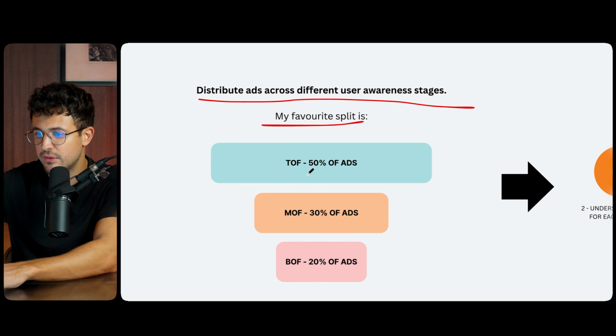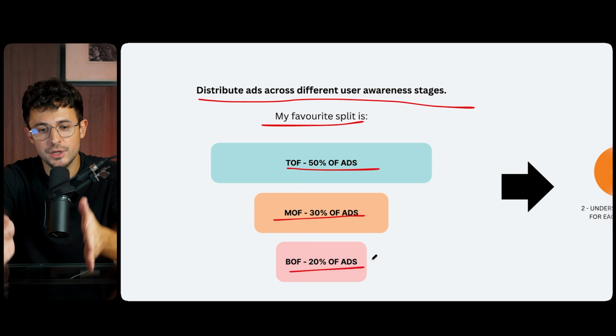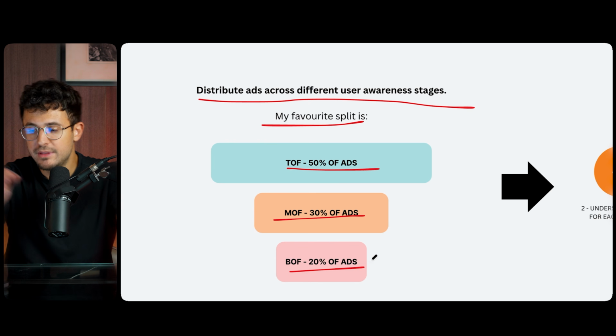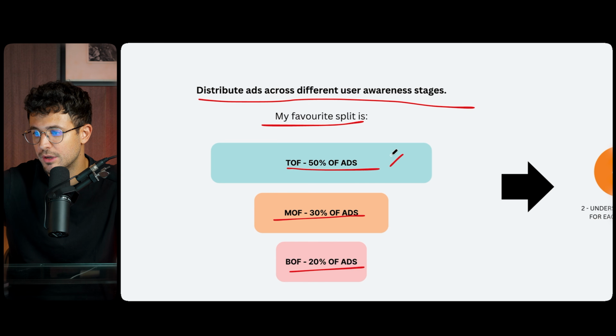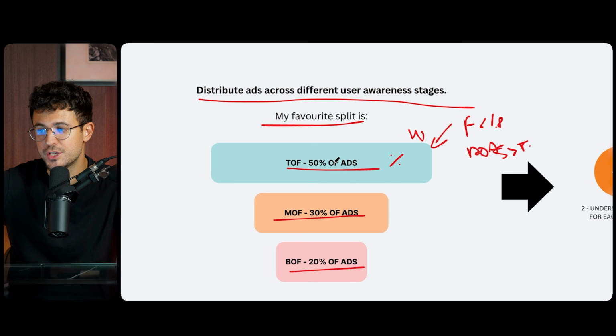My favorite split is 50% on top of funnel, 30% on middle funnel, and 20% on bottom funnel. Why do I like this kind of split? Because when you create ads for top of funnel, you have the percentage of ads that actually turn out to be a winner. Winner ads in this stage means ads with a frequency less than 1.8 and a ROAS above the target. The issue here is that finding winning ads at this stage is much more difficult than finding winning ads at this stage or at this stage in terms of percentage.